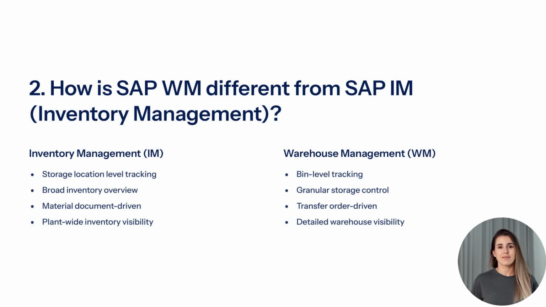2. How is SAP WM different from SAP IM, inventory management? The key difference is that IM works at the storage location level, while WM operates at the bin level. WM provides more granular control. For example, IM tells you stock is in location A, but WM tells you it's in bin A1, A2, or A3. I've used both in tandem, IM for broader movement and WM for detailed tracking.